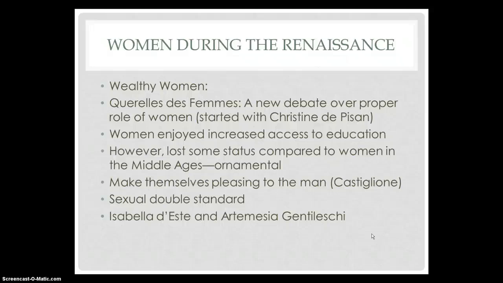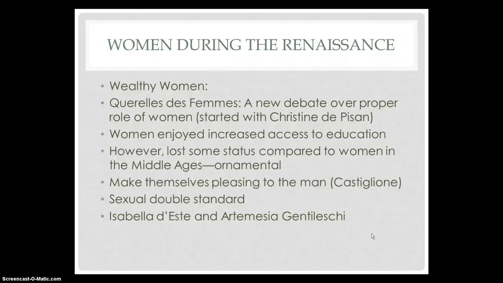However, they will lose status compared to women in the Middle Ages because now women are functioning as ornaments to their middle class or upper class husbands. So they are less useful, they are needed for less, they are more ornaments or accessories of their men. Women were to make themselves pleasing to men, as Castiglione said in the Courtier. He gave a Renaissance man and woman standard, and this only applied to the upper classes.